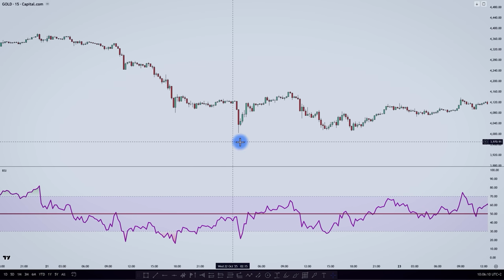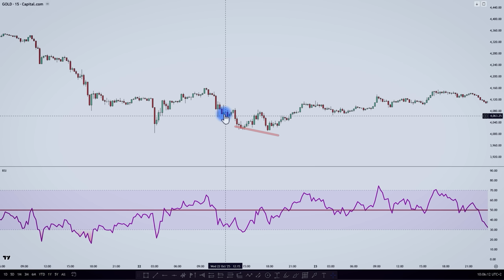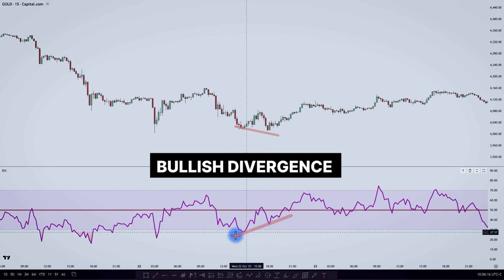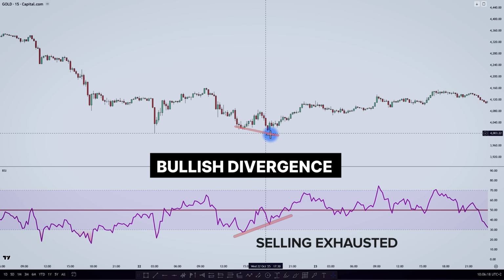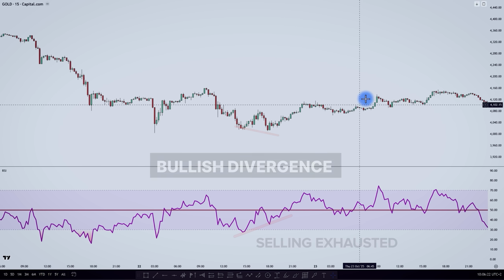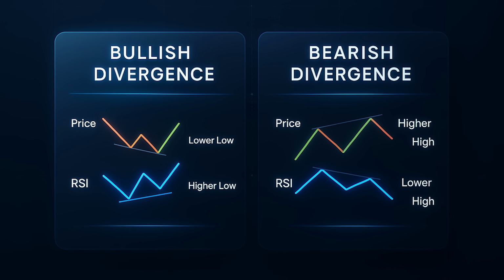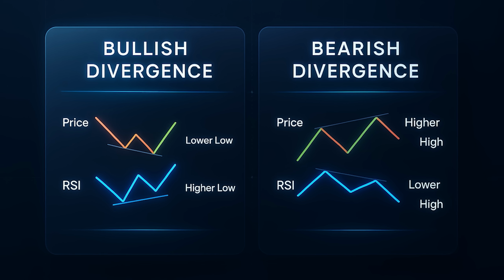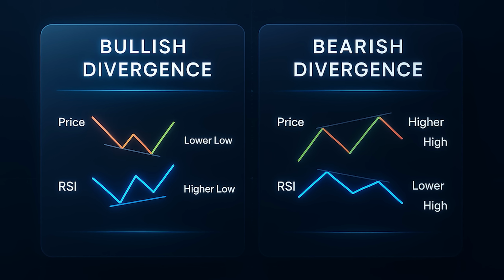The opposite works for bullish divergence. Price makes a lower low, but RSI makes a higher low. The selling is exhausted, even though price is still falling. That's a bottom forming. If that felt complicated, don't worry. Again, price up, but RSI down equals reversal coming.